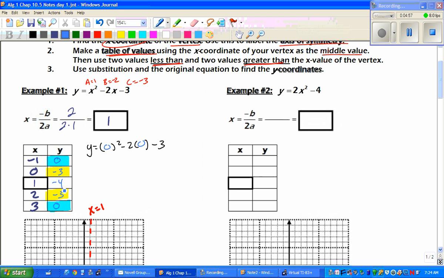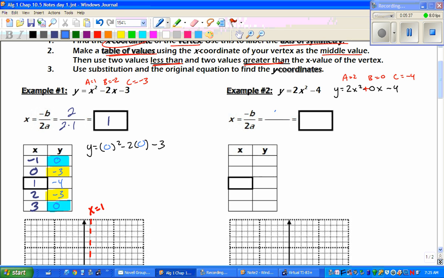Alright, let's look at example number 2. Now, the equation in example number 2, we're missing something. So I'm just going to rewrite it with the b term. So then we can see that a is 2, b is 0, and c is negative 4. Okay. Oh, I'm sorry, that should be plus 0x. That's my bad. So let's go ahead and start plugging things in.